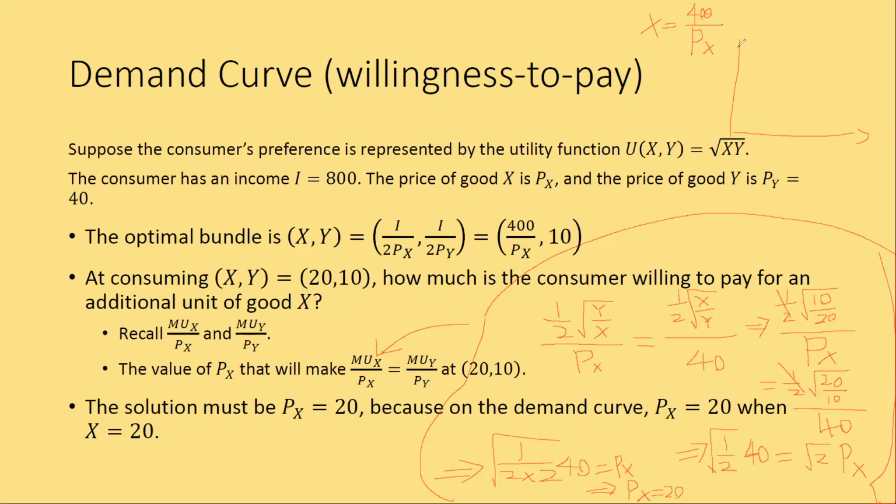So on this graph where we have x and Px, the shape of the curve is not going to be a straight line. It is a little curved. It looks something like this. And the point (20, 20) is on the curve. So when x is 20, we know that the person's willingness to pay for an additional unit of good must be $20. So this is how we can interpret this demand curve as a willingness to pay measure, all right?